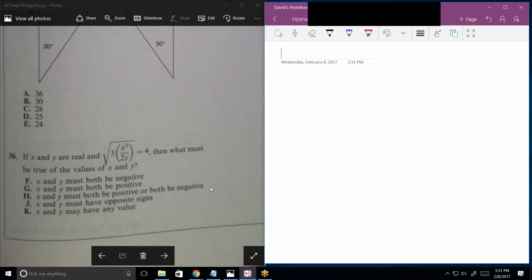This is a little bit of a strange problem in the sense that they kind of give you 3 correct answers, but you've got to figure out which one's the most correct. The key word is both. F says they both have to be negative, but that's not really a true statement. They both have to either be negative or positive. So the only true statement on those 5 answers is H.